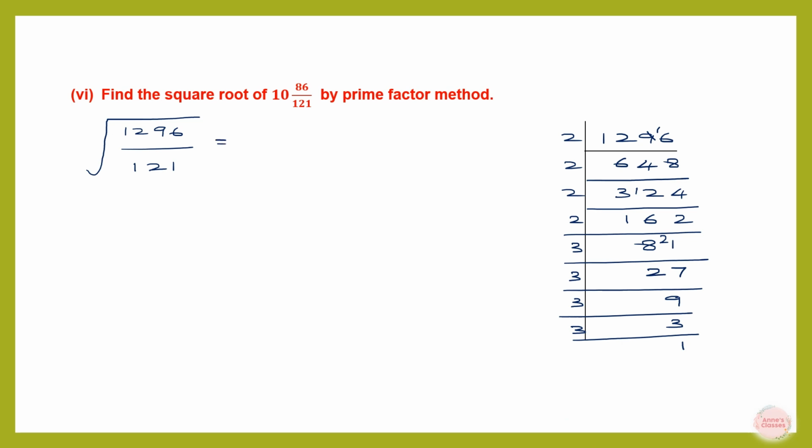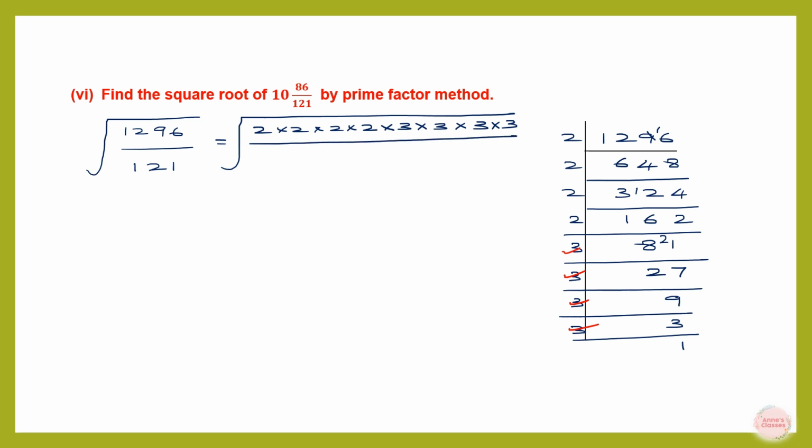So this will be the square root of, now we write down all these 2's. Let's count the 2's. 1, 2, 3, 4 2's. There are 4 2's. And how many 3's are there? We have 1, 2, 3, 4 3's. So let's write that, 3 into 3 into 3 into 3. Now 121, the square root of that is 11. That means 11 into 11.